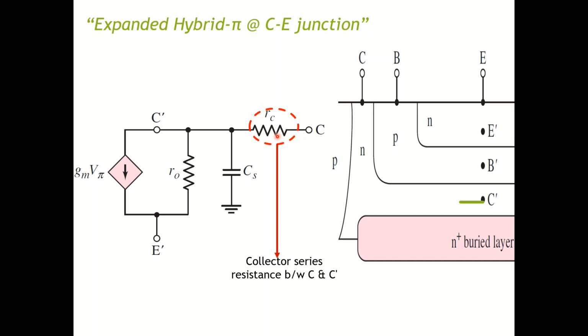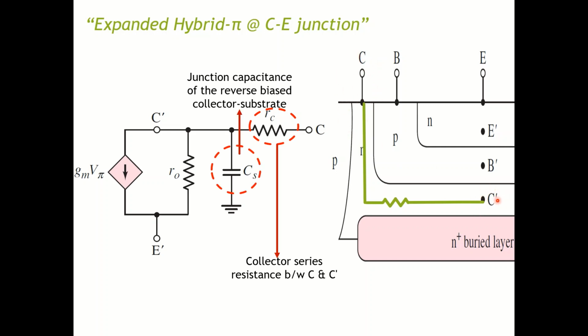First thing is RC. RC is the collector series resistance between C and C prime. So it's the resistance between here and here, the collector terminal and the internal region of the collector. Next is CS, which is the junction capacitance of the reverse biased collector substrate. That means it's the capacitance between the inner region of the collector and the substrate itself. And as you know, the substrate you can treat as ground. That's why we have a ground in here.